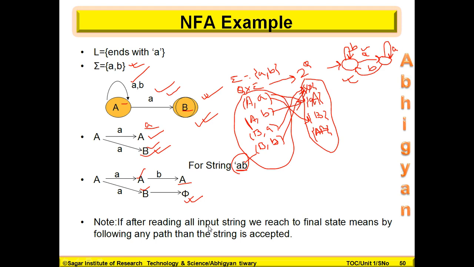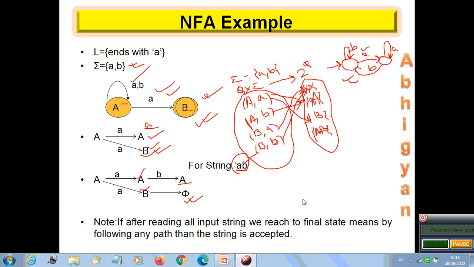So that is how it is written: if after reading the whole input string we reach a final state by following any path, then the string is accepted. In my next video, we are going to see the conversion of NFA to the corresponding DFA. Hope this concept is clear to you. Thanks a lot.